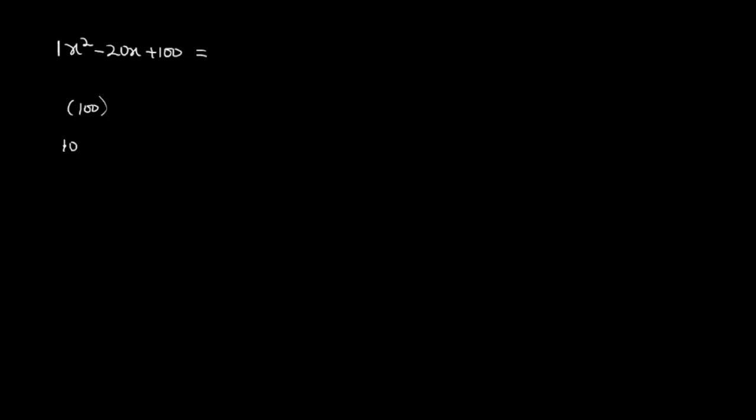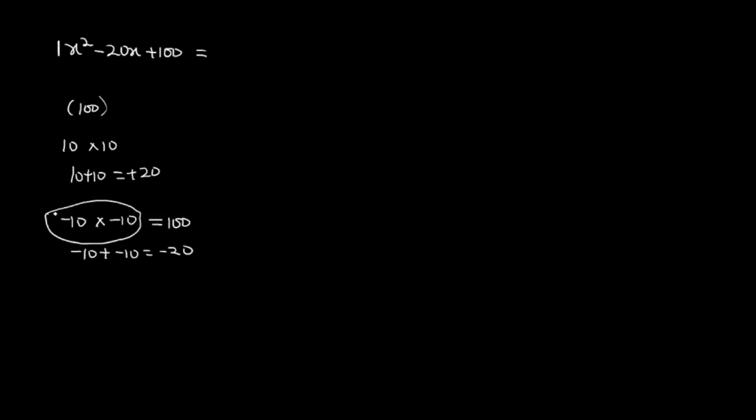So 10 multiplied by 10 will give me 100. But 10 plus 10 will give me a positive 20, not negative 20. But what if I use negative 10 multiplied by negative 10? Negative 10 multiplied by negative 10 will give me positive 100, which is true. And then negative 10 plus negative 10 will give me negative 20. So it means that negative 10 and negative 10 will do the work for me in this case.